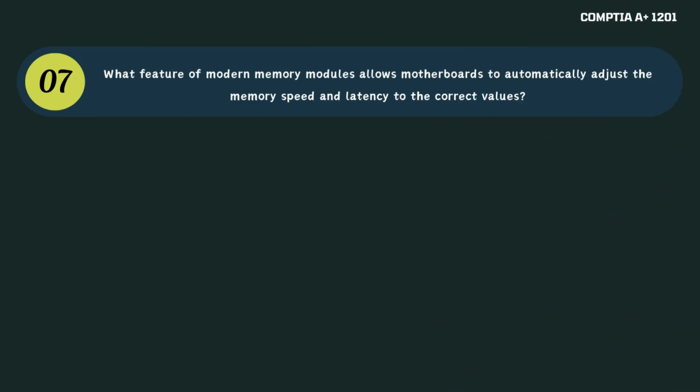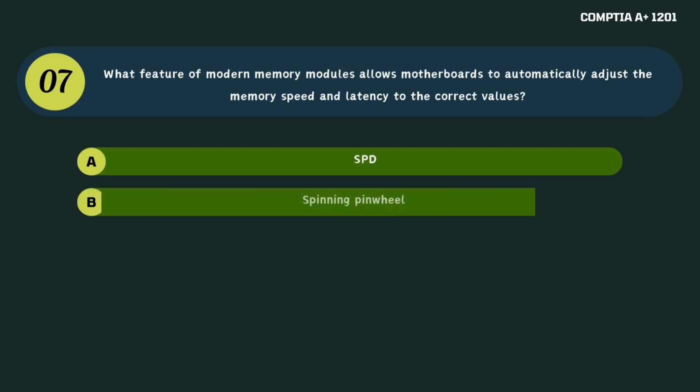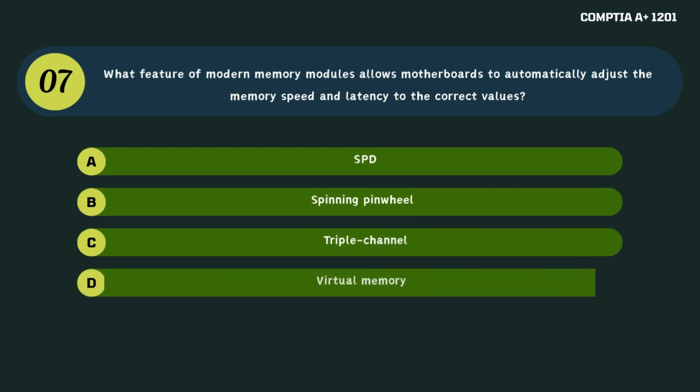Question 7. What feature of modern memory modules allows motherboards to automatically adjust the memory speed and latency to the correct values? A. SPD. B. Spinning pinwheel. C. Triple channel. D. Virtual memory.